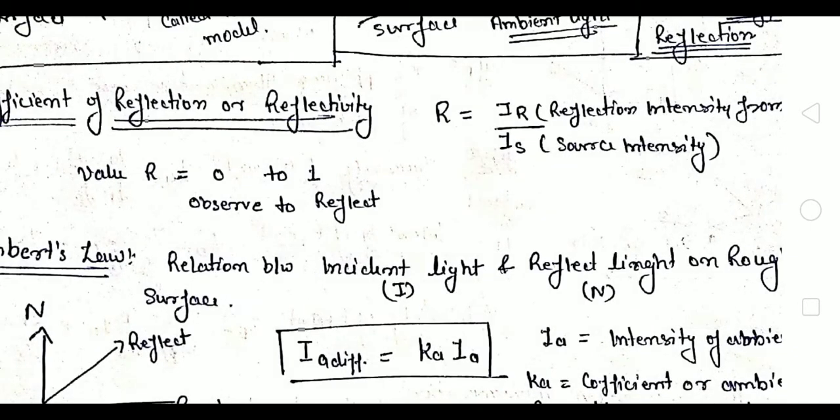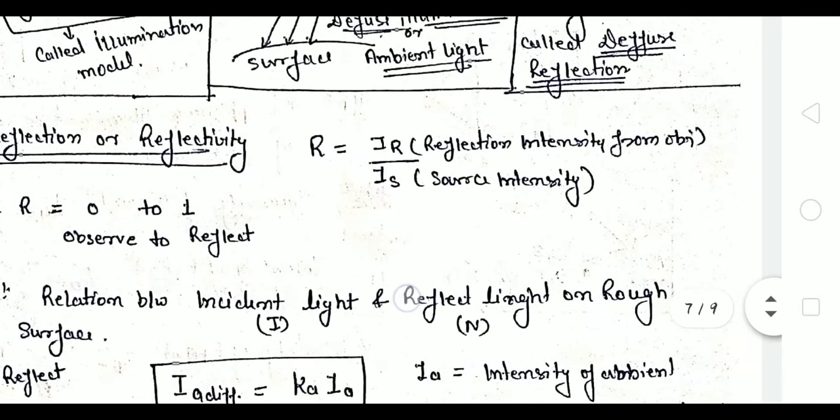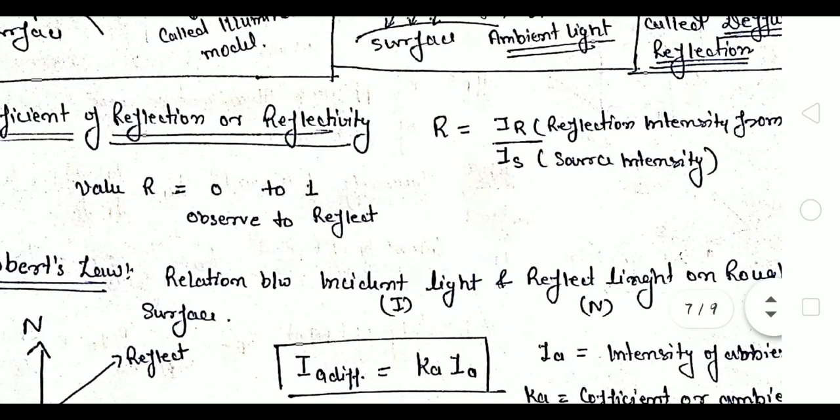This is denoted with R, and the formula is R is equal to IR over IS. IR means reflection intensity from the object, and IS is equal to source intensity, meaning a point source or any source. So this R value varies between 0 to 1.